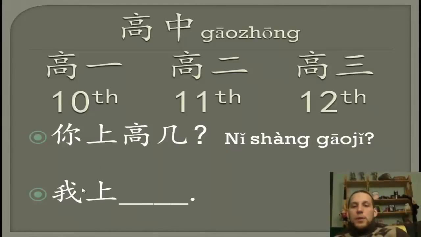Right? So what's our answer? So if you're a 10th grade student, what would you say? 很好,我上高一. If you're an 11th grade student, 我上高二. If you're a 12th grade student, 我上高三.